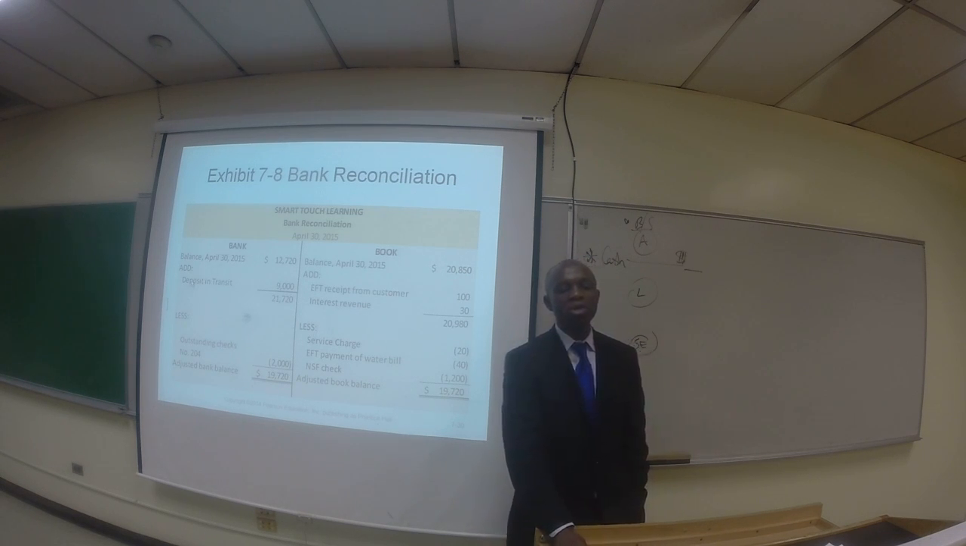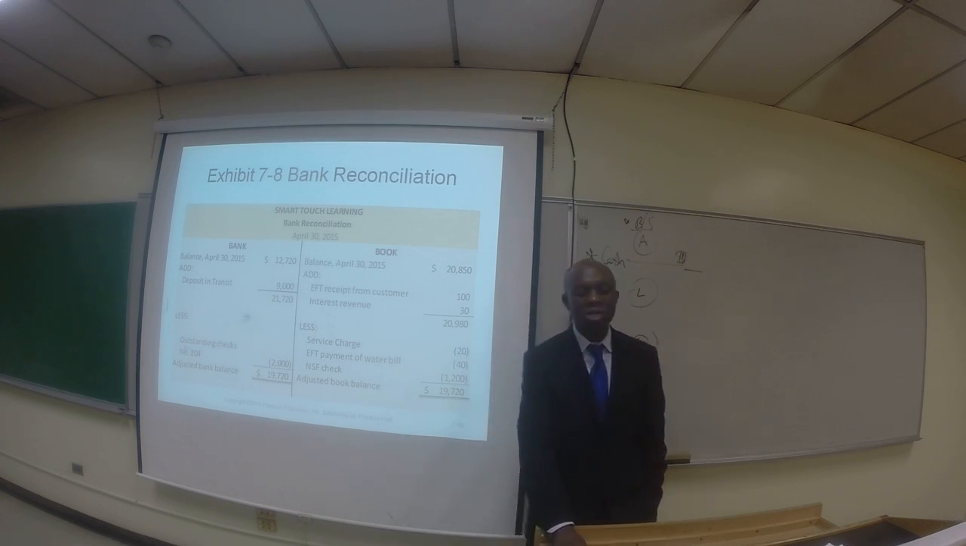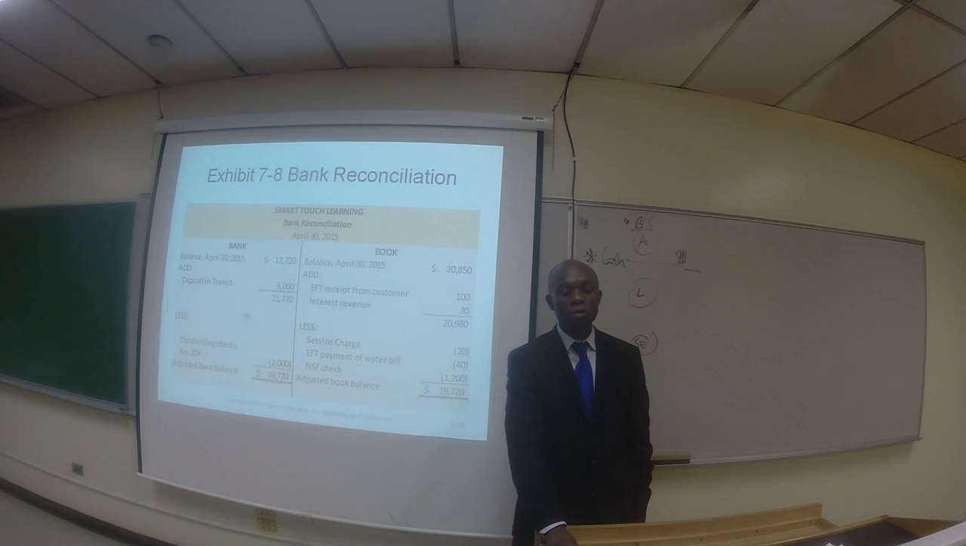On the bank side, we are going to add deposit in transit. That is the deposit that we have already recorded, but the bank was not aware of it because they sent us the bank statement before the deposit hit the bank. So we need to add that to the bank balance. Then we also need to subtract from the bank balance whatever we subtracted from our balance that the bank has not subtracted. In this case, it is the outstanding check number 204 for 2,000. So when we do the math, we have the adjusted bank balance of 19,720.